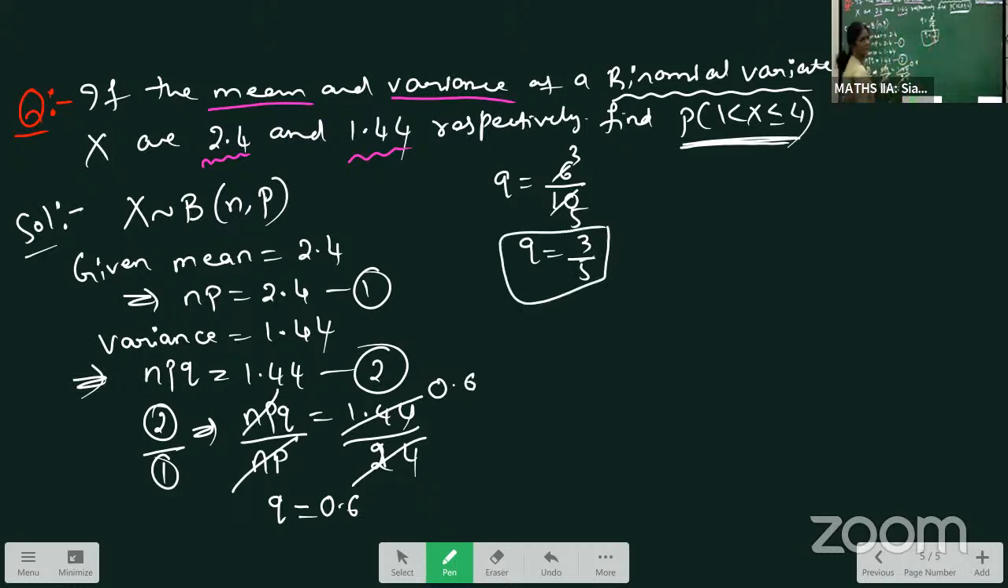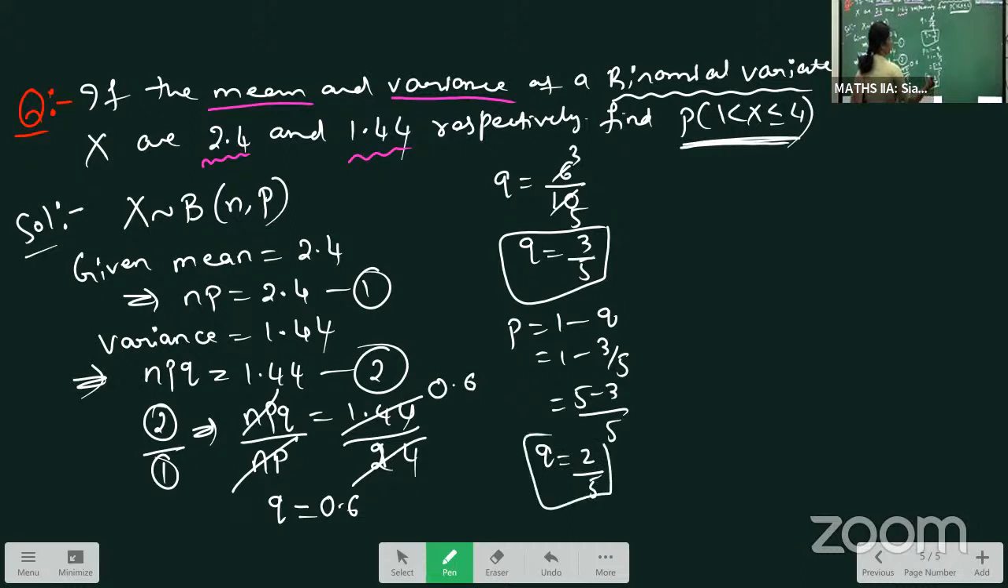When q is equal to 3 by 5, find out p. p is nothing but 1 minus q. 1 minus 3 by 5. Take the LCM, which is 5. 5 minus 3 is 2. So the p value we got is 2 by 5.